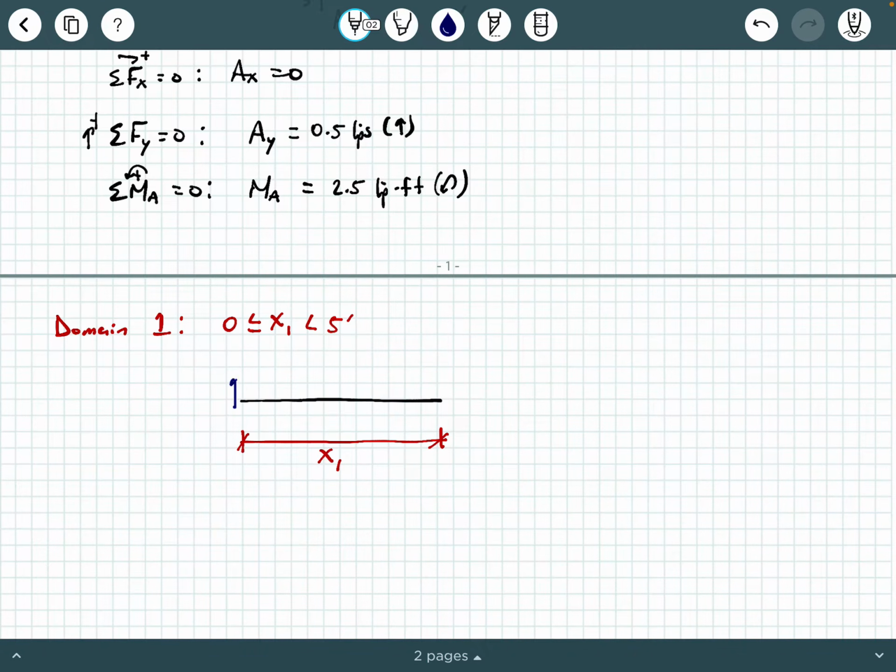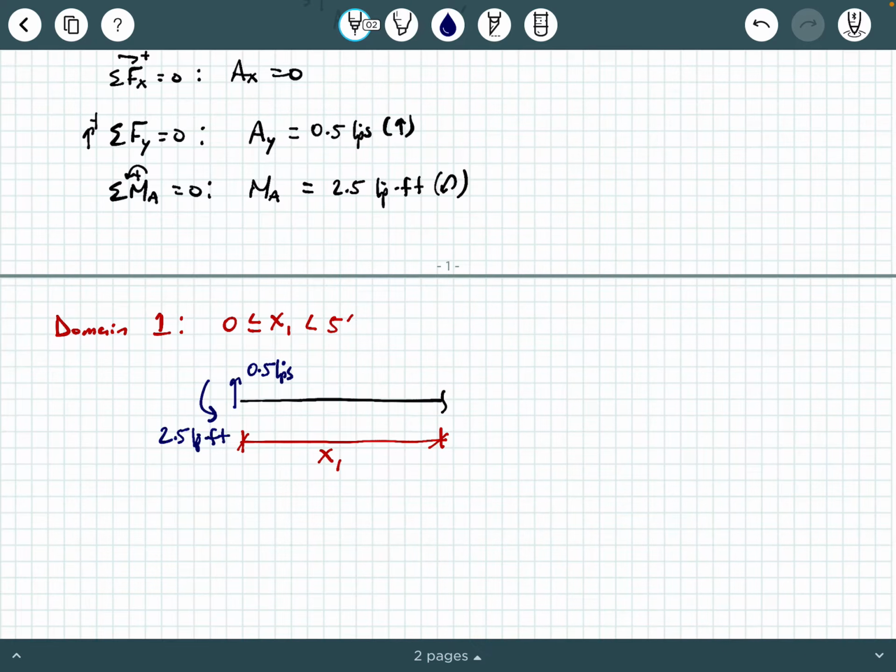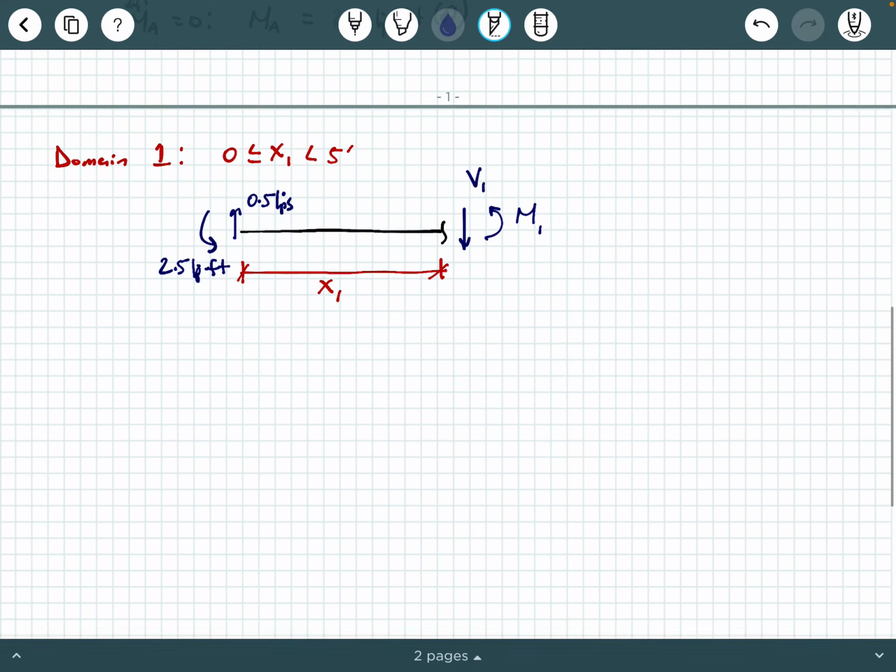So the 0.5 kips reaction at AY is there, and the 2.5 kip-foot moment is present there. And then by method of sections, we made a cut here, and we see that we have an internal shear force V1 and an internal bending moment M1, and these are still going to be functions of X1, okay?